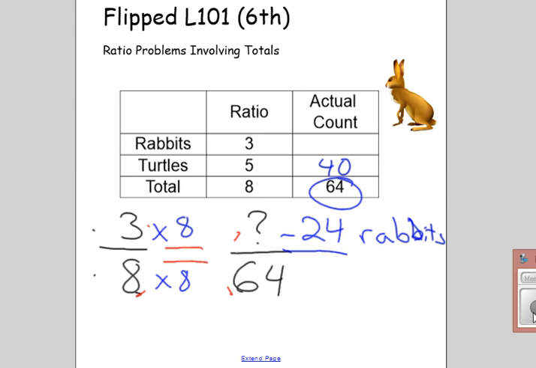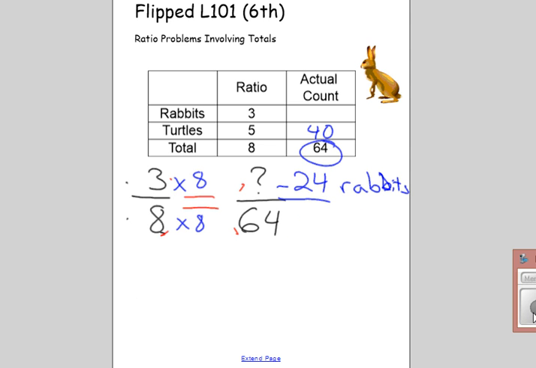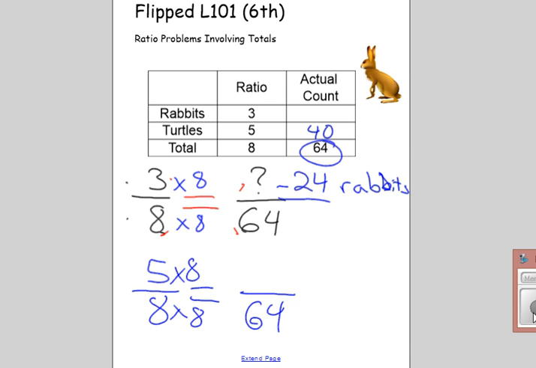And we can double check our work by doing the same process. 5 over 8 is equal to something over 64. And once again, 8 to 64, that relationship is 8. So 5 times 8 gives us the answer of 40. So our answer definitely agrees. So there are 24 rabbits and 40 turtles.